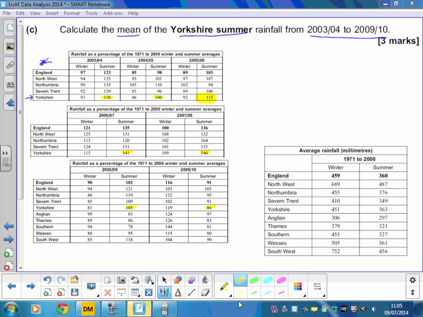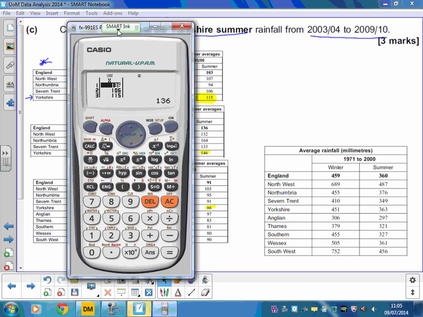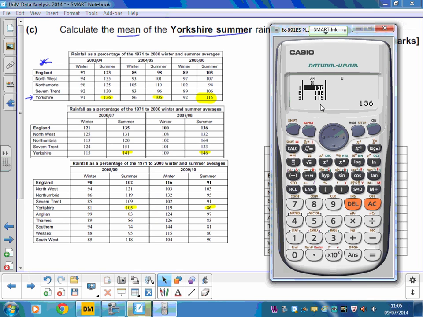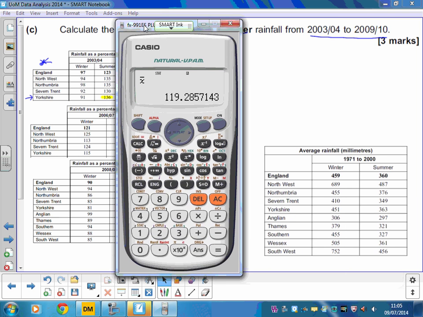Now I want the mean of those numbers. So in my calculator, I've gone into stats mode, one var, because there's only one piece of data, and I've input all of those numbers I've highlighted from the table. There's 7 bits of data. Press all clear, shift stat 4, and then number 2 for X bar is going to give me my mean. Okay, so there's my mean. 119.285 and some more numbers. Okay.